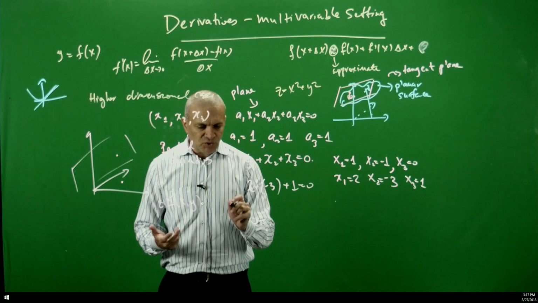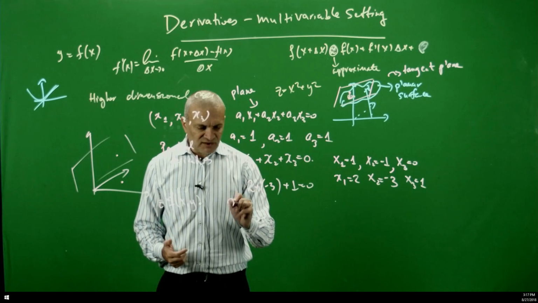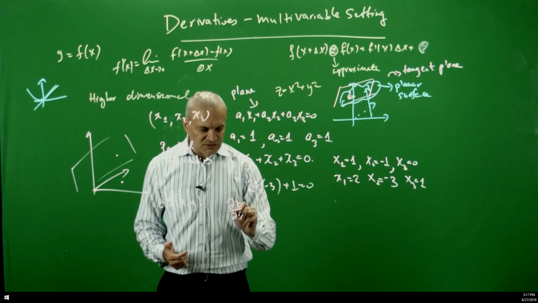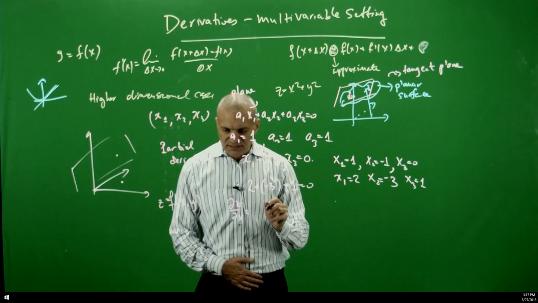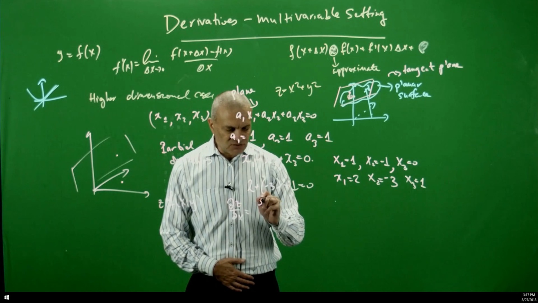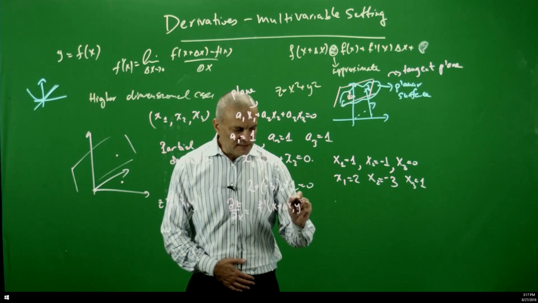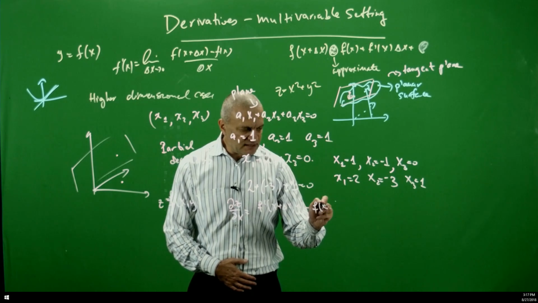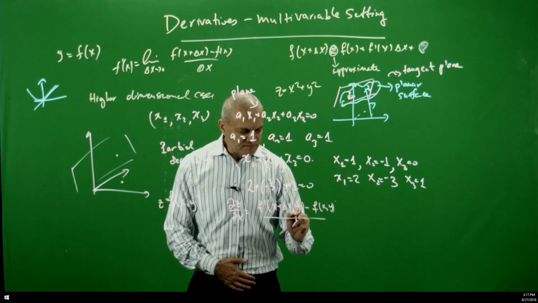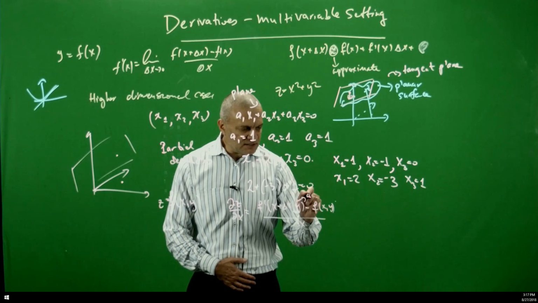So if you want the partial of z with respect to x, it is going to be something of this form. It is going to be f of x plus delta x comma y minus f of x, y, divided by delta x. And here y is kept constant. So in reality, you just move x.